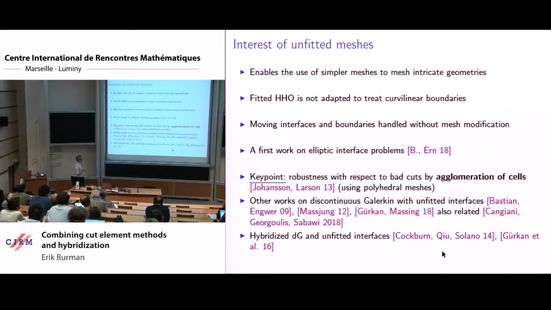There is quite a rich literature on works on discontinuous Galerkin methods with unfitted interfaces, starting from Bastian and Engwer in 2009, Massing 2012, and then Johansson and Larson here. Gürkan and Massing have a recent paper where they do DG and they discuss a variety of ghost penalty stabilizations. And there's also a related paper that Manolis was mentioning yesterday.